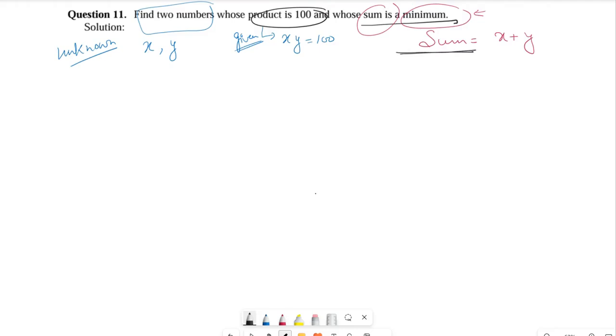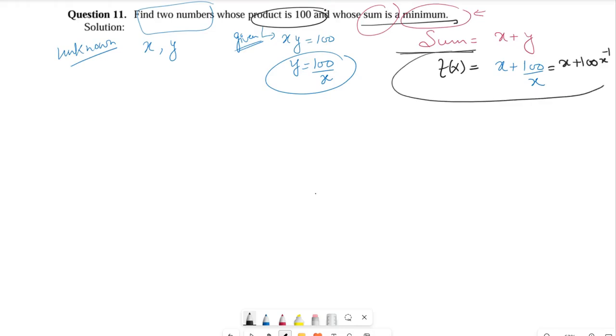But if you notice, this is in two variables, x and y. So we need to, from our given condition, figure out y and put it in here. That will make this look like a function in one variable. Once you can write this as a function in one variable, you name it f of x. So f of x is x plus 100 by x. That can also be written as x plus 100 times x power negative 1, if you want it like that.